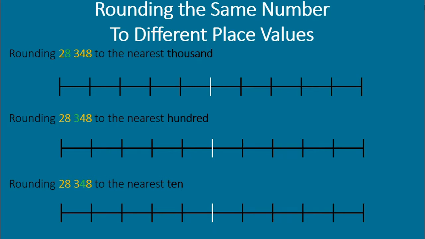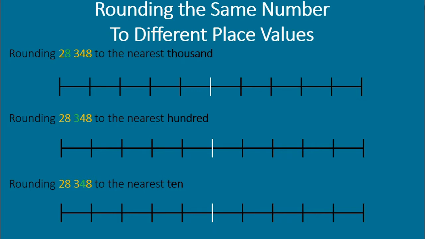Now I'm helping you out with this by highlighting the place values we're rounding to, the thousands, the hundreds, and the tens. But if you need to revise place values to be able to do that for yourself, remember to check the link down below. Let's get started.